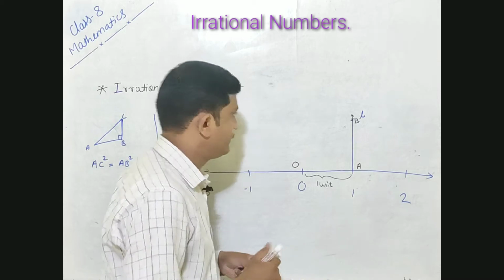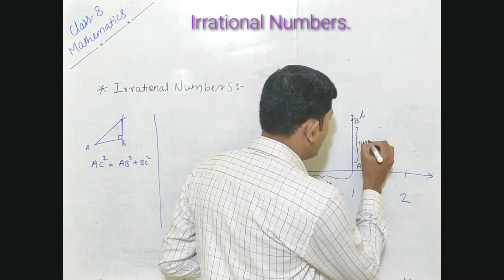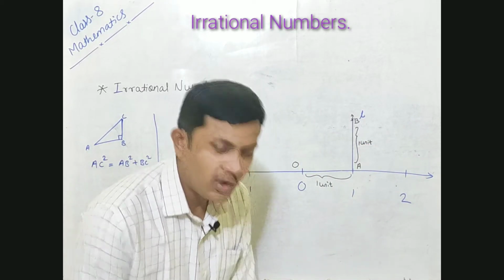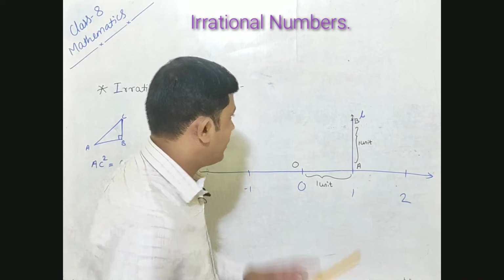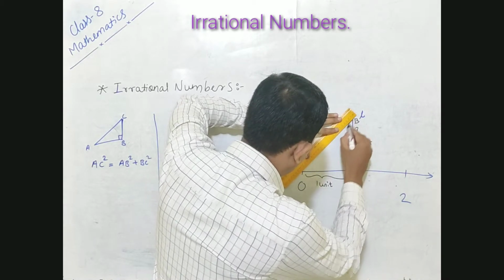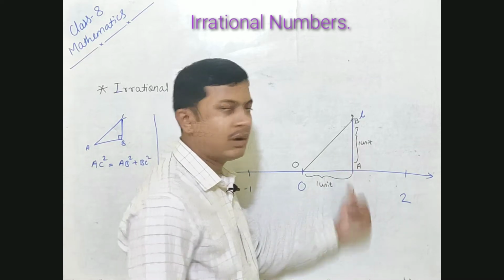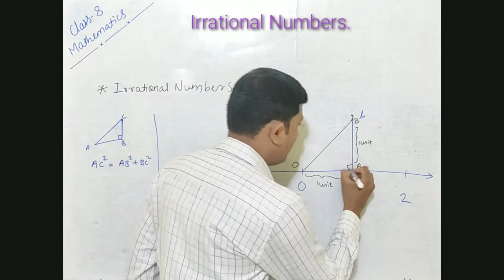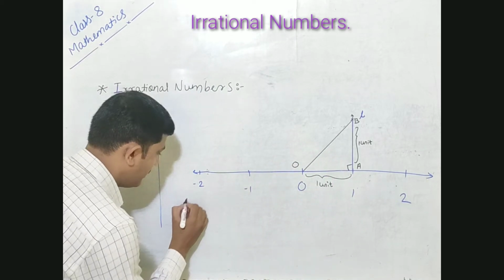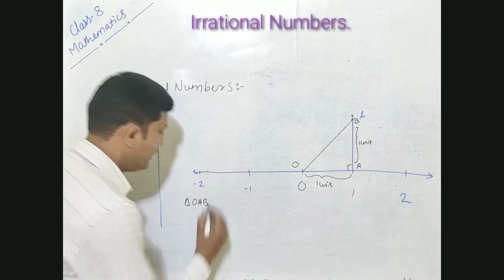And join, mention it as 1 unit. Join O to B, where OB is the hypotenuse side of the triangle OAB. Here we have drawn a perpendicular, which means there is an angle of 90 degrees at the point A. Now triangle OAB is a right angle triangle.